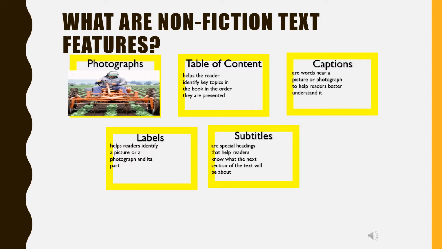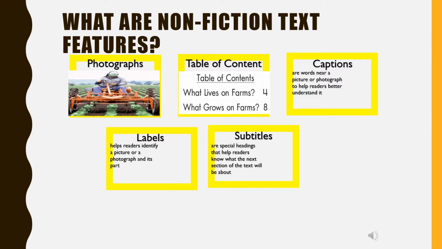Table of contents. The table of contents helps the reader identify the key topics in the book in the order that they are presented. Most of the times, the table of contents will have a page number, as you can see, the number 4 and the number 8 here.